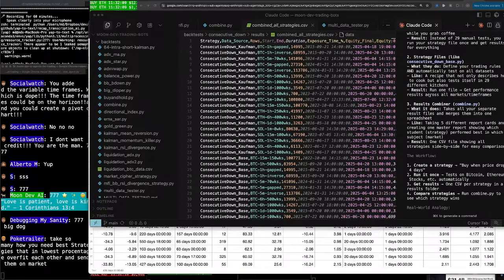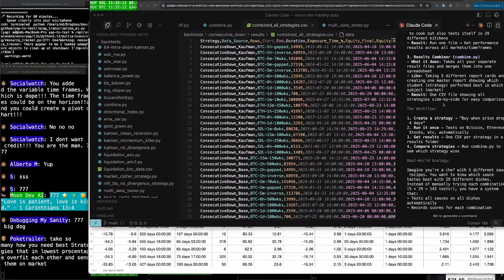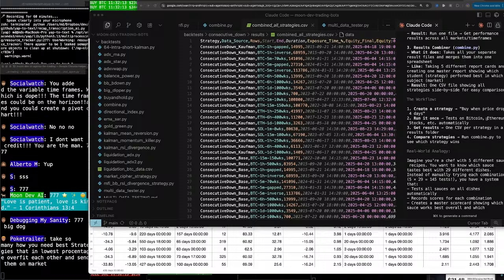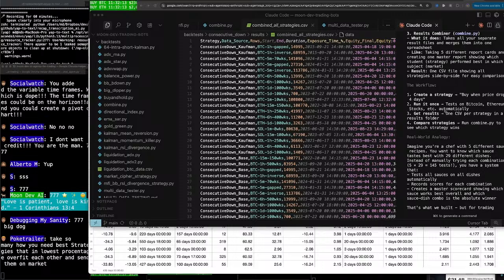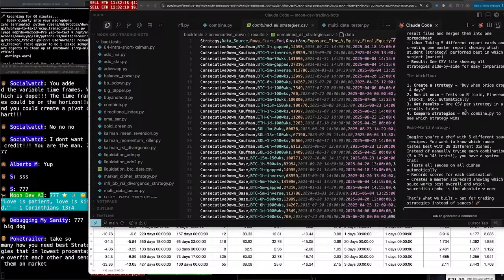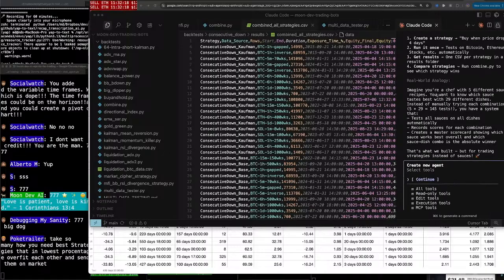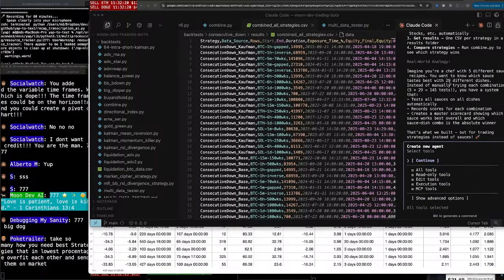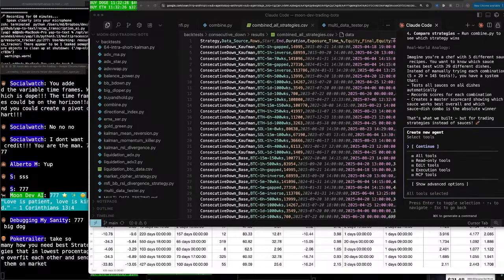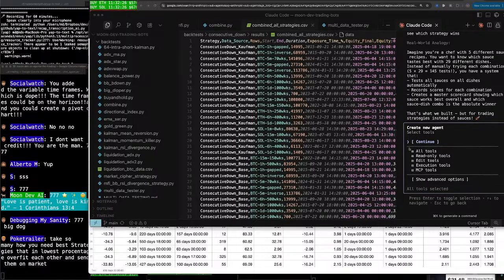Strategy files, combiner, the workflow: create the strategy, buy when price drops, okay. Run it once, test on Bitcoin, Ethereum, get results, okay. Imagine you're a chef with 5 different sauce recipes. Beautiful, dude. That's what we built, but for trading.